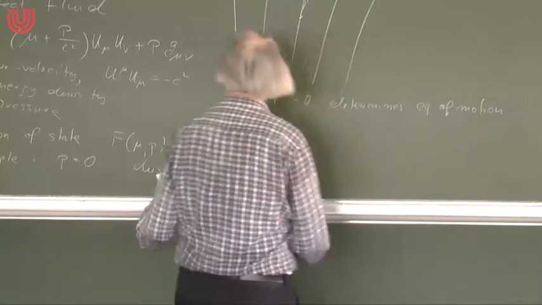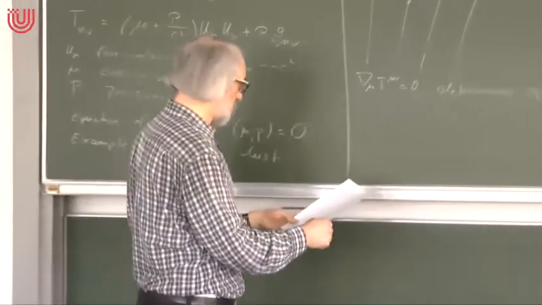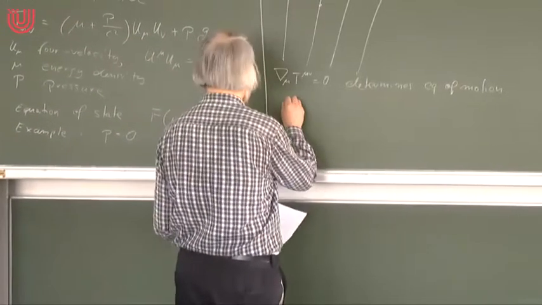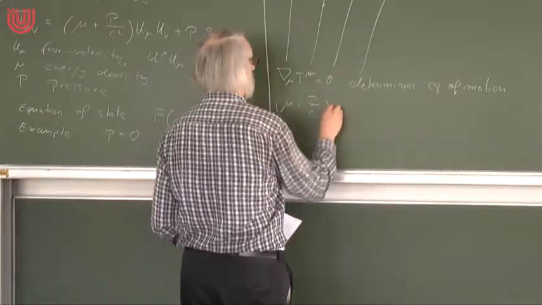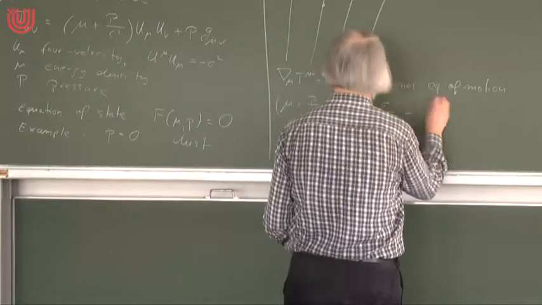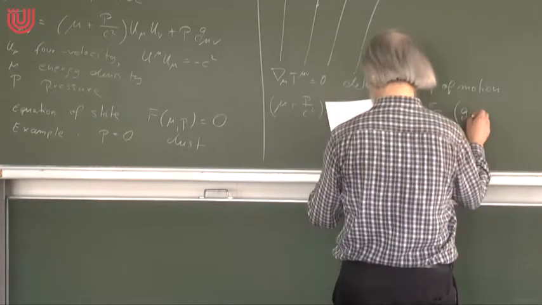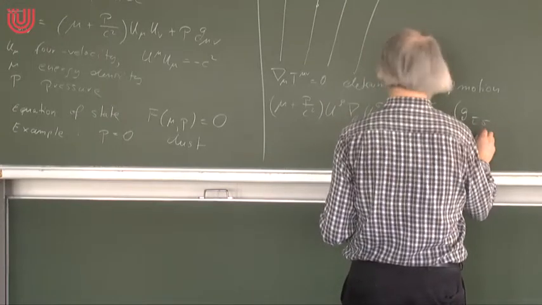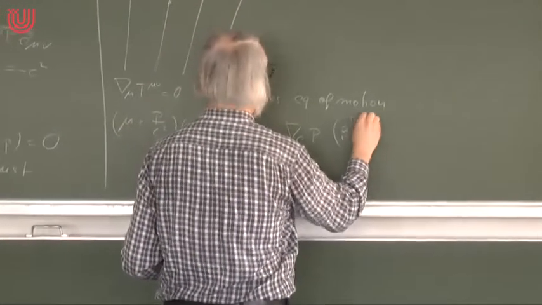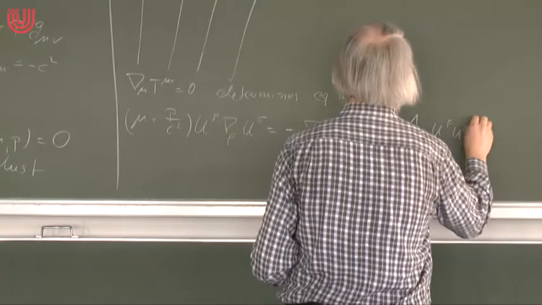And this is the famous Euler equation. So if you plug this expression into this equation and you play around with the expressions a little bit, you use this normalization condition, it's important, then you get the Euler equation, which says (mu plus p over c squared) u^rho del_rho u^sigma is equal to minus del^sigma p, where there is a factor g^{rho sigma}, that's the right thing, plus 1 over c squared u^rho u^sigma.